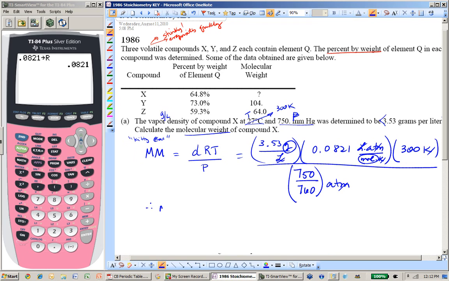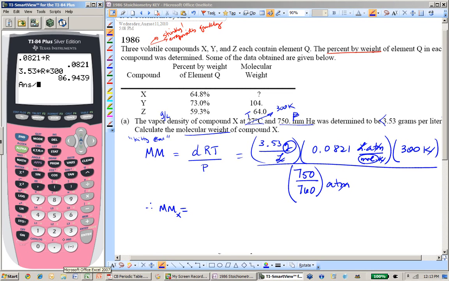So therefore, the molar mass of compound X is equal to 3.53 times R, we're just recalling that number, times 300. I like to get that numerator first, and then divide it by, open a paren, 750 divided by 760. If I lose you anywhere, remember you can rewind and listen again. Alright, so we come out with 88.1. Is that a good number?